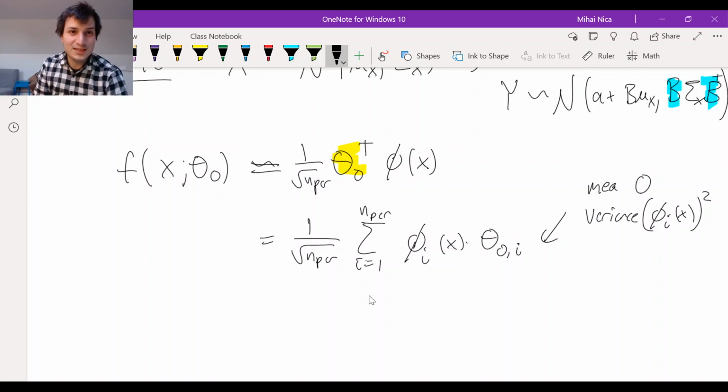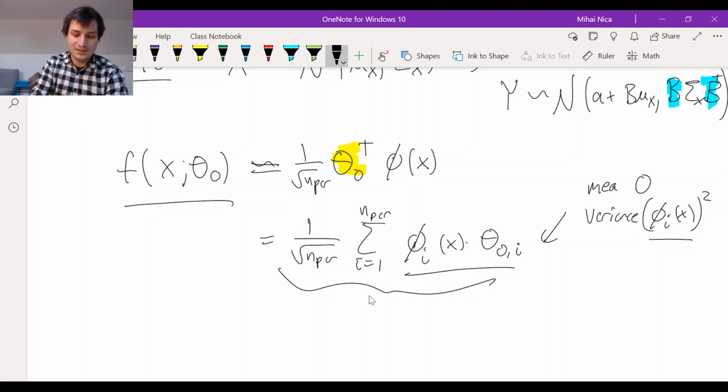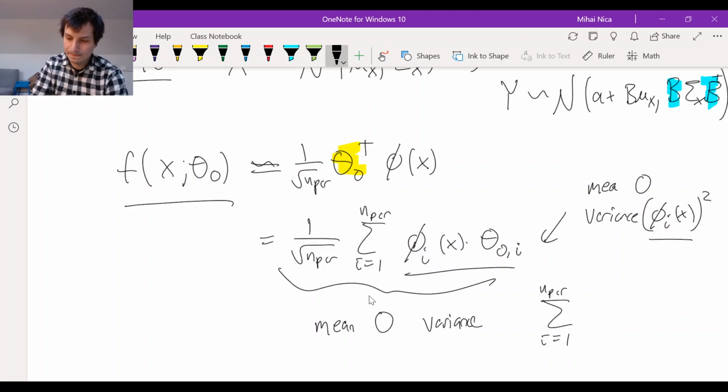So the other way to see the fact that f of x, theta 0 is going to be Gaussian is that it is a sum of n par Gaussians. Each Gaussian has variance sigma i of x squared. What happens when you add up independent Gaussians? The variances add. So each term, the ith term, is mean 0 and variance sigma i of x squared. So therefore, the whole thing together is mean 0 and the variance is the sum of the variances. So it's the sum from i equals 1 to n par of phi i of x squared, because we're adding up independent Gaussians.